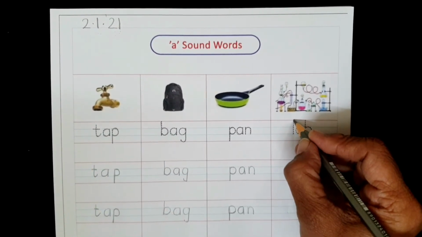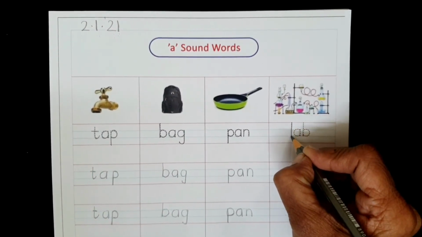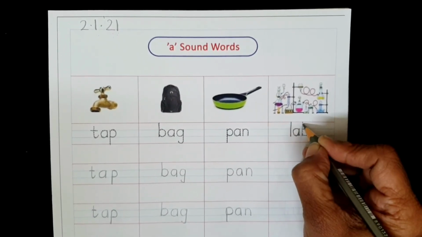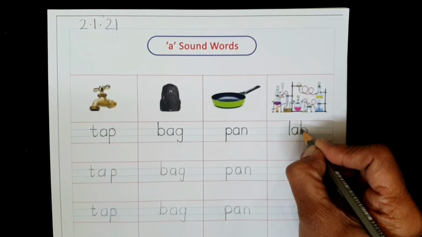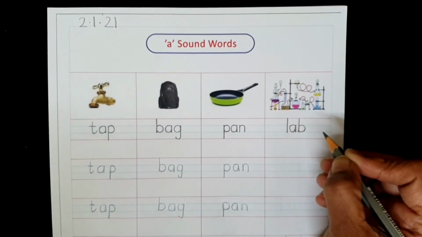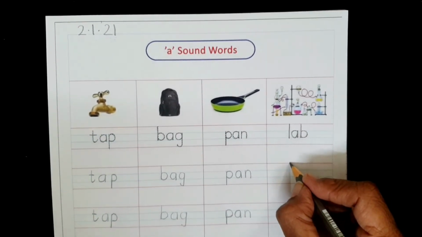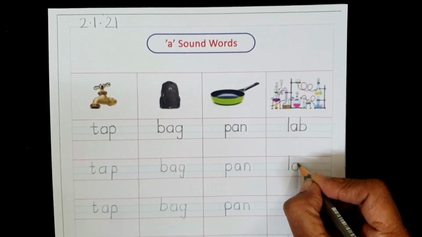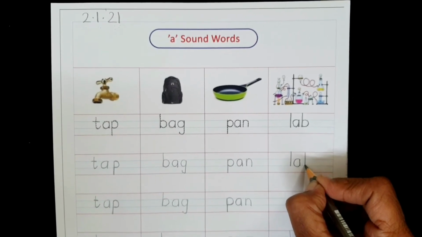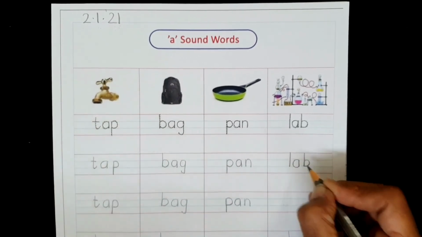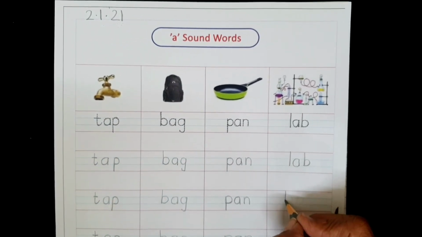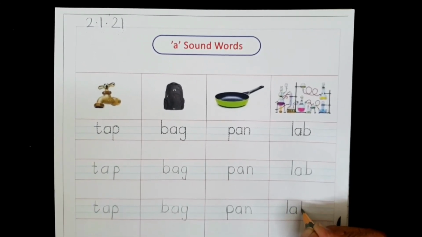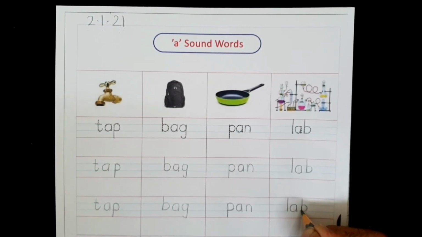What is this? Lab. Standing line is L. C curve, go up and come down is A. Standing line, go up and a reverse C curve, that is B. L-A-B, lab. L says la. A says a. And B says ba. La, a, ba, lab. L, A, B, lab.